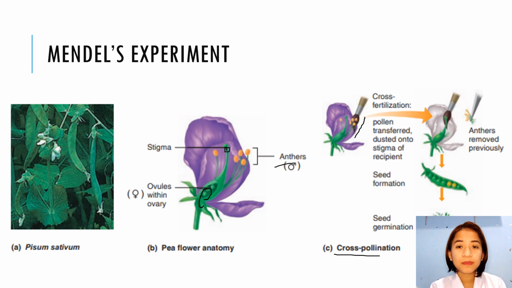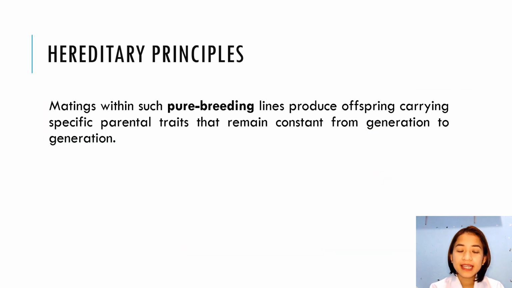All of the peas produced from one flower are encased in the same pea pod, but these peas form from different pollen grains, and matings within such pure breeding lines produce offspring carrying specific parental traits that remain constant from generation to generation.